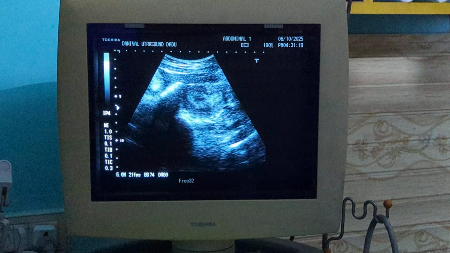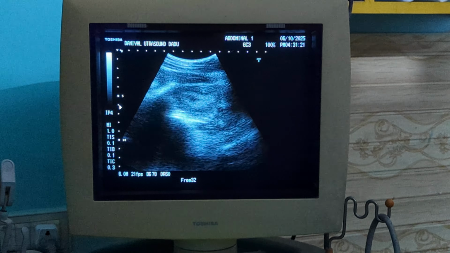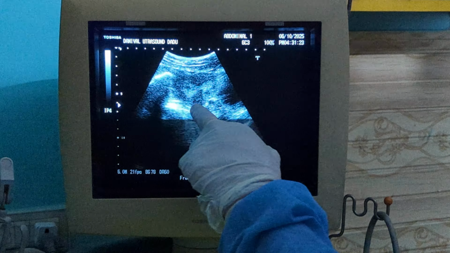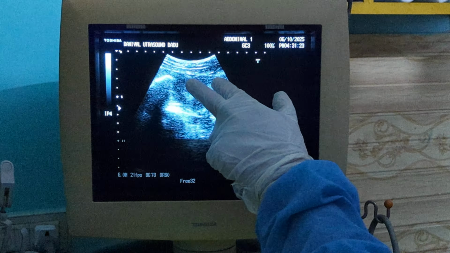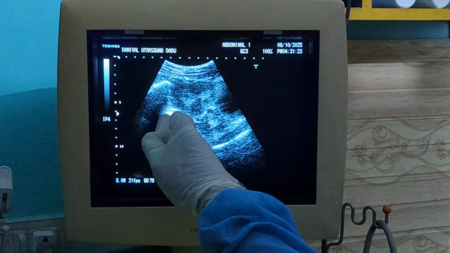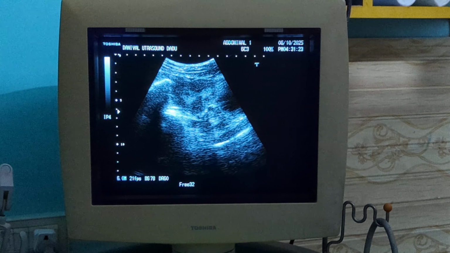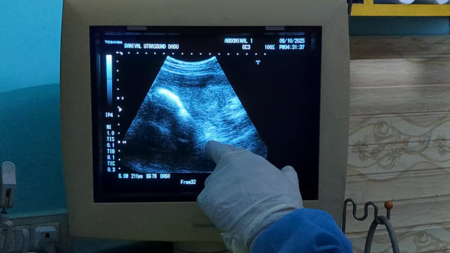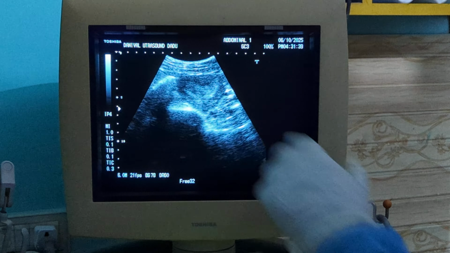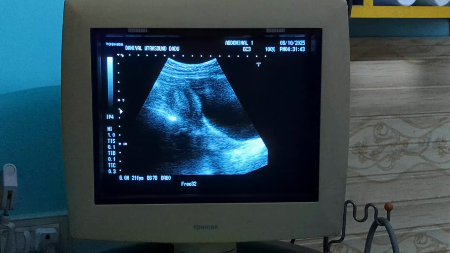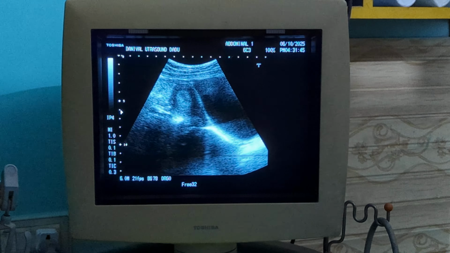At a time there are many findings. Here on transverse section of the uterus we see two cavities extending from the right to the left, and when we go down they both join each other. So this is a bicornuate uterus, showing a structural defect as well.